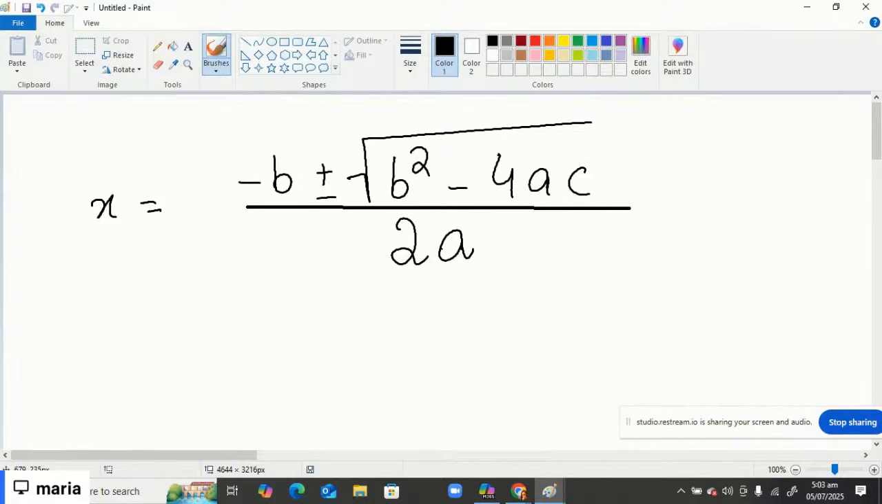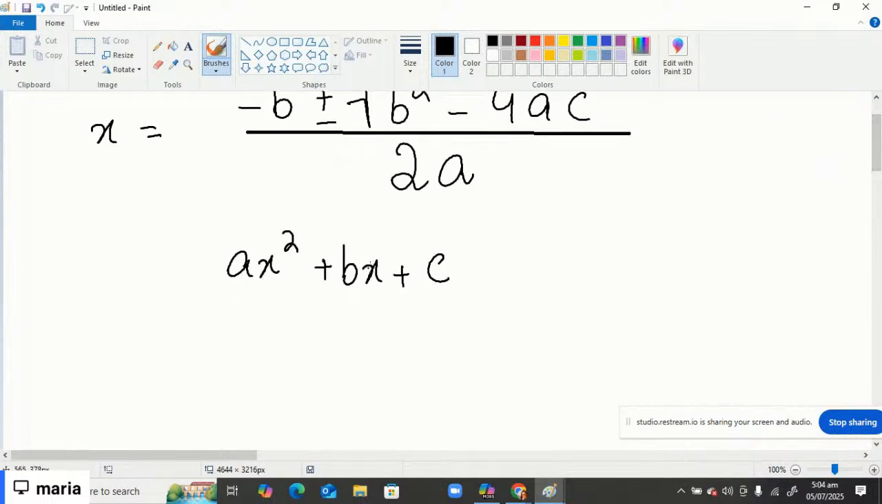Let's suppose, what are a, b and c? A, b and c are basically constants here. For example, the simple form of the equation, basically you can say the general form, is ax square plus bx plus c. With the x square term, there is always a. With the x term, this is always b, and with no x, the constant, this is only c.